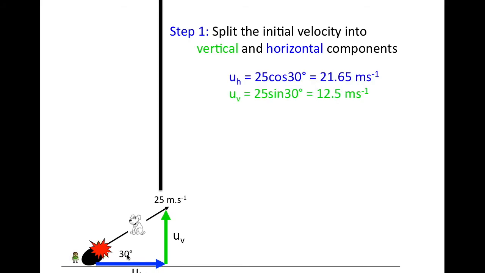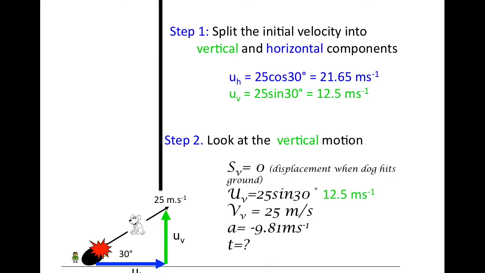So here's what I would do in order to find the initial velocity of the horizontal portion, which would be 25 cosine 30. And then the initial velocity of the vertical, which would be 25 sine 30, which gives us this amount for our velocities. The next step that you're going to want to do is to look at the vertical motion.